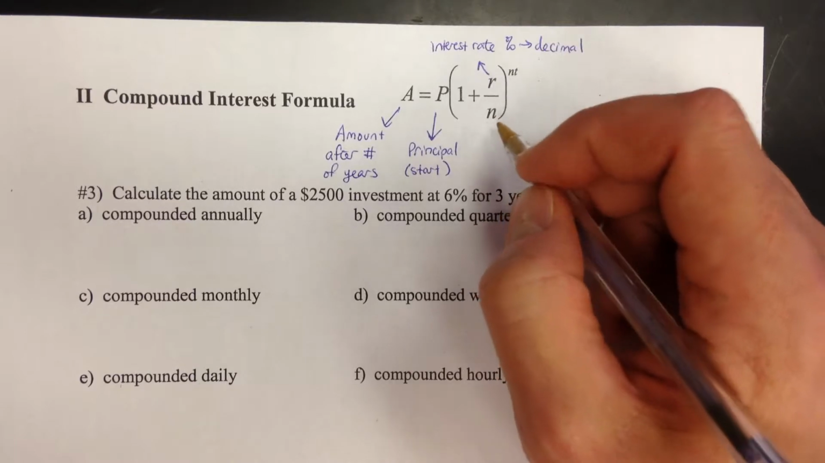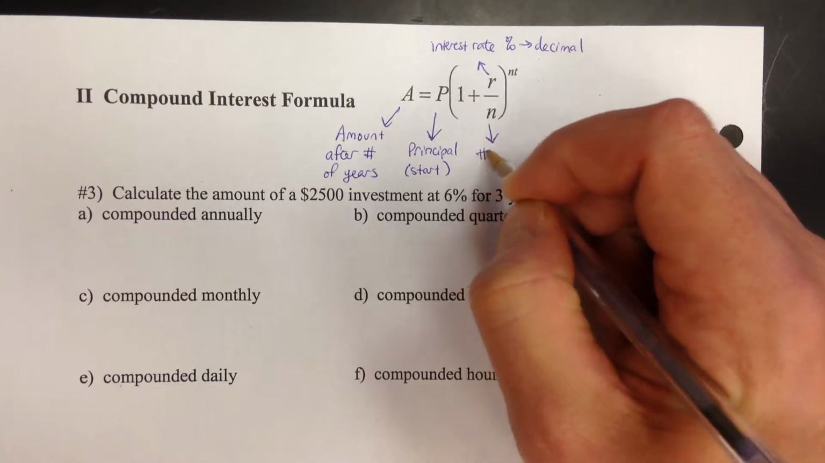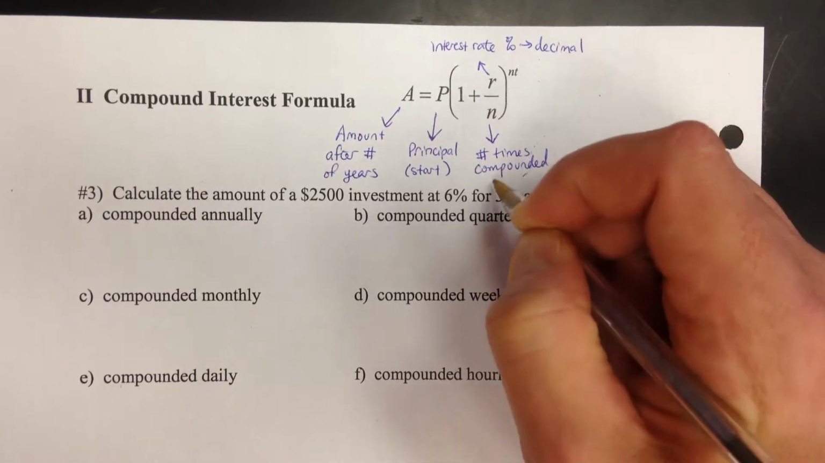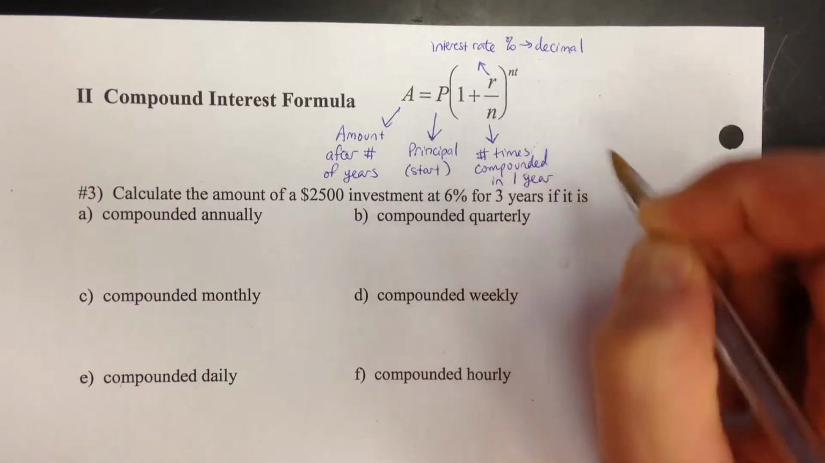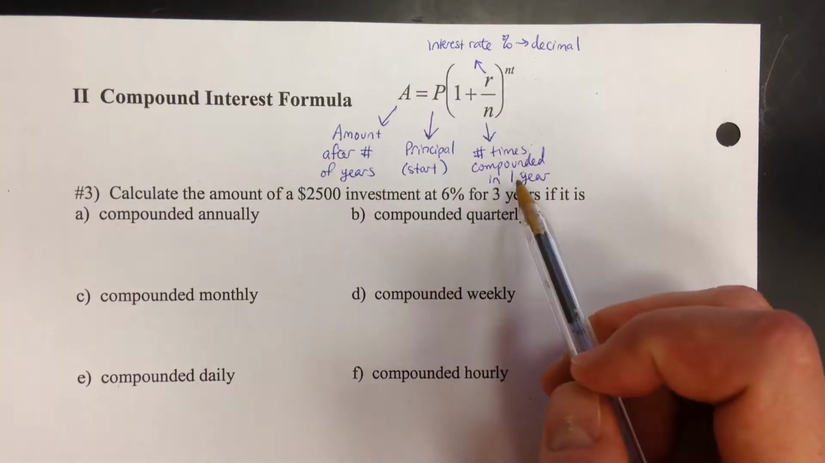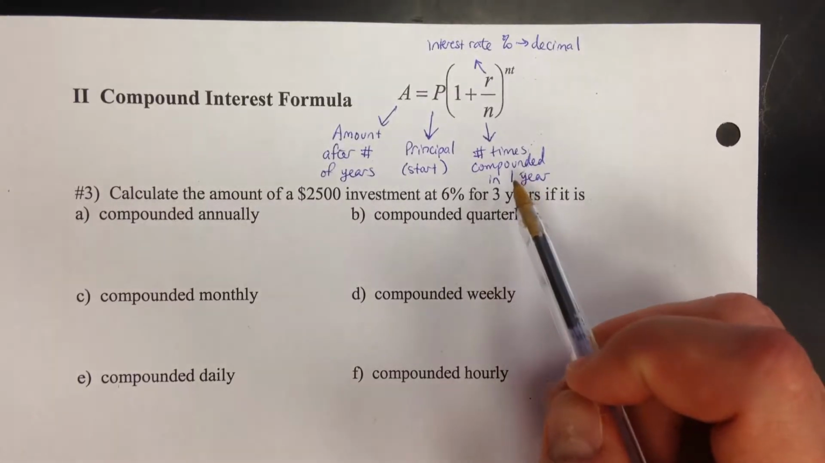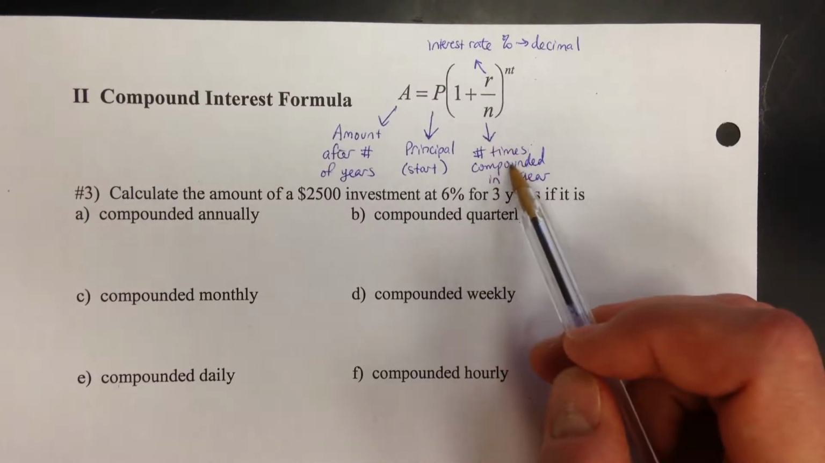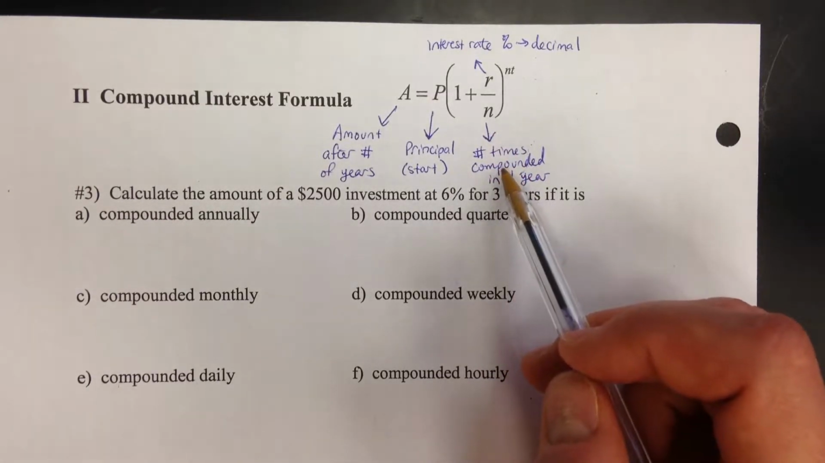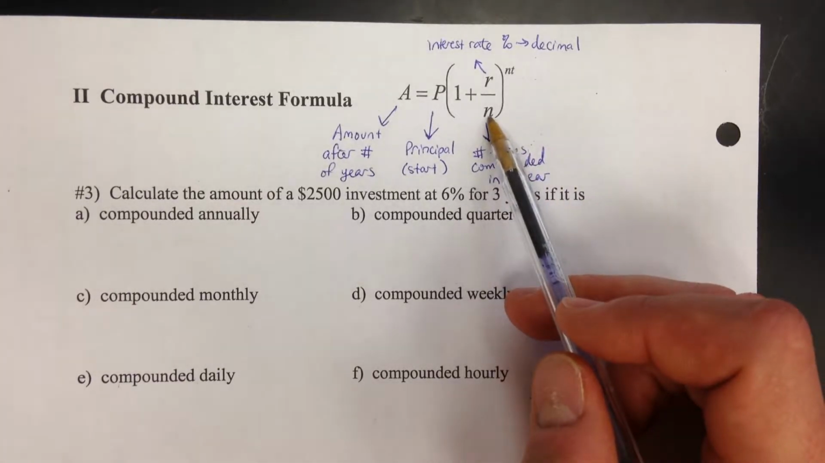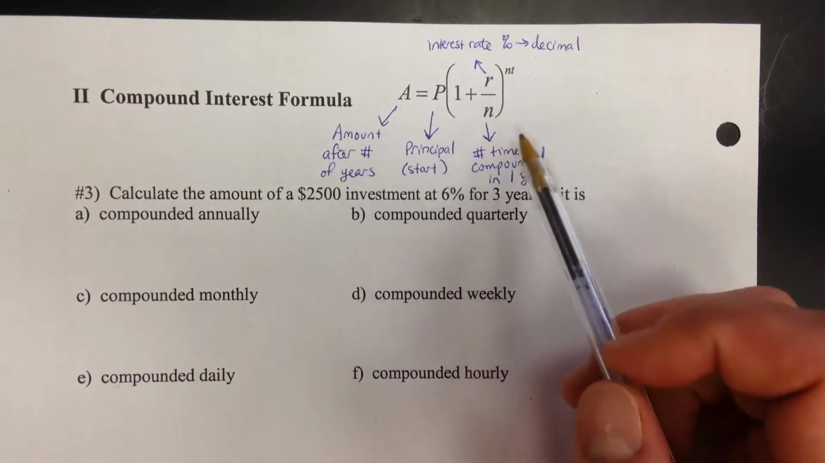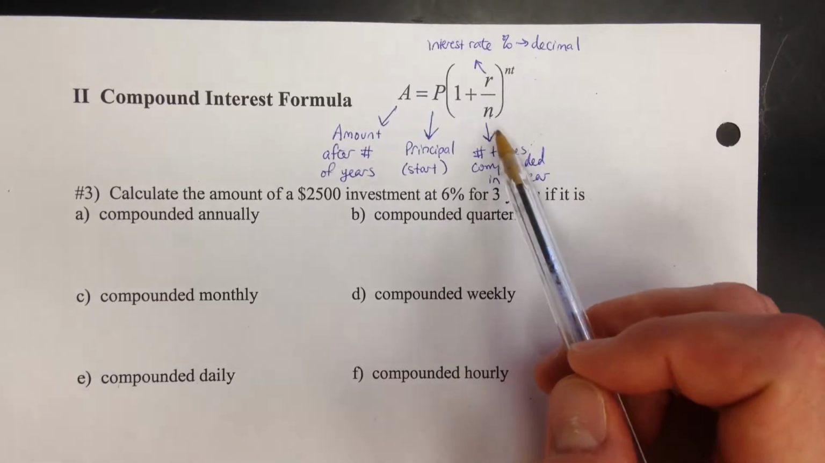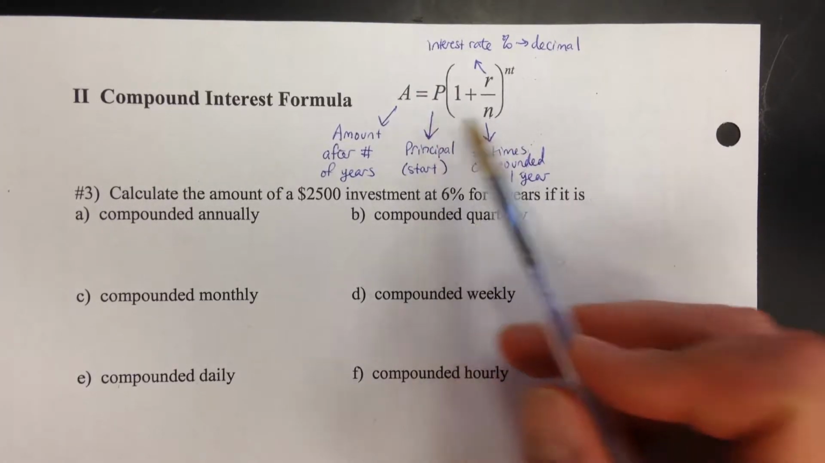N is going to be the new variable here. N is the number of times compounded in 1 year. In simple interest, we just calculate interest one time a year. But that's not how things always work. If you have a savings account, that's going to be compounded once every month. So that would be 12 times a year, so N would be 12. Credit cards compound daily. So 365 times a year, they're calculating interest on your principal.